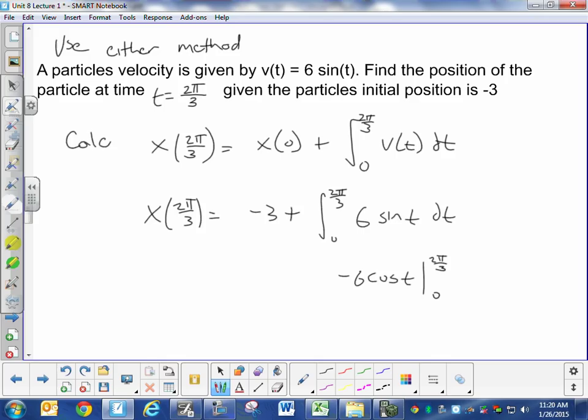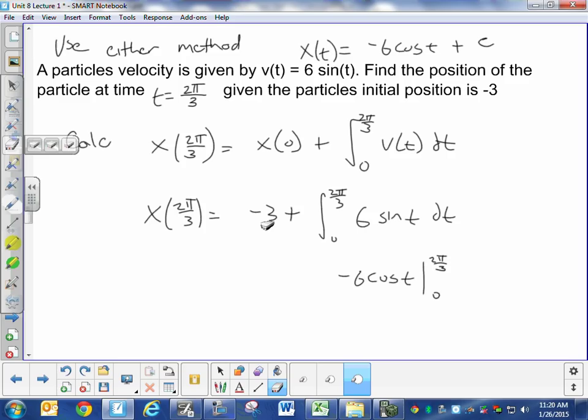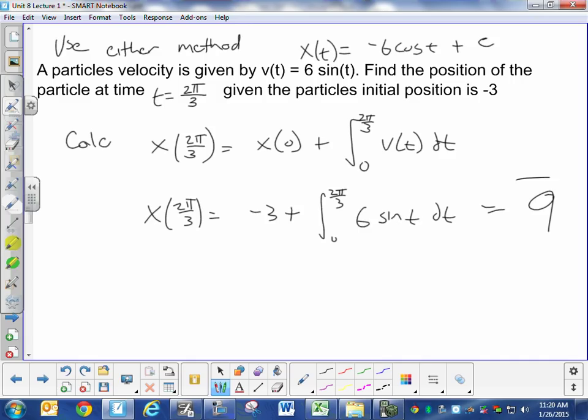If you were going to find the antiderivative, you might as well have done it from the beginning to find your actual position function by finding the plus c. This would have been negative 6 cos t plus c. Once you find that c using your initial value, you could have just plugged in 2 pi over 3, and you would have gotten the same answer. But if you have your calculator, you can just do this, and you get 9. Okay?